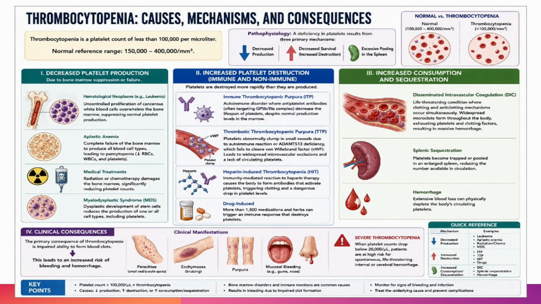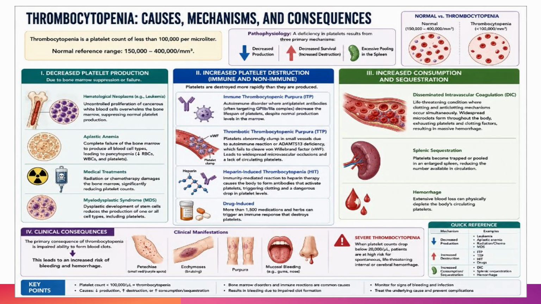Decreased production often occurs in bone marrow disorders such as leukemia, aplastic anemia, or chemotherapy-induced marrow suppression. Increased destruction occurs in disorders like ITP, TTP, and HIT. In these conditions, platelets are destroyed or consumed faster than they can be produced. Increased consumption occurs in DIC, where widespread clotting exhausts the platelets and clotting factors. Platelets also become trapped in an enlarged spleen, called splenic sequestration.